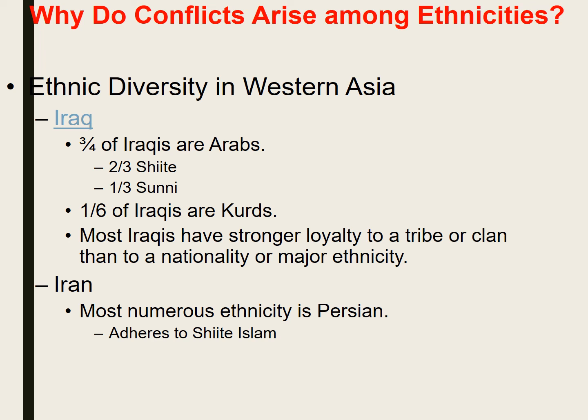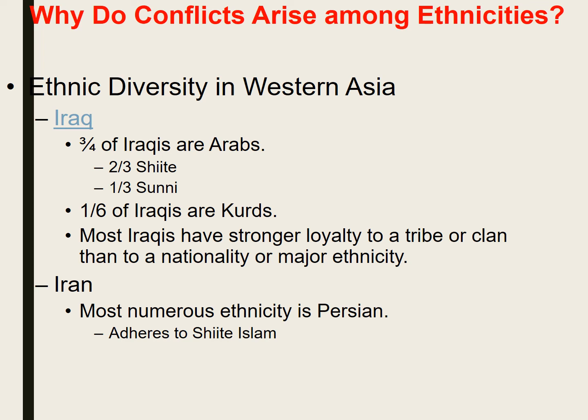I know this has been a long lecture, but we're going to quickly run over some other ethnic makeup in Western Asia. In Iraq, 3/4 of Iraqis are Arabs, 2/3 Shiite, 1/3 Sunni. 1/6 of Iraqis are Kurds. Most Iraqis have stronger loyalty to a tribe or clan than to a nationality or major ethnicity. And as I said before, this is a recipe for conflict. When you identify more with your smaller group than your large country, then of course you're going to be more likely to go fight people.